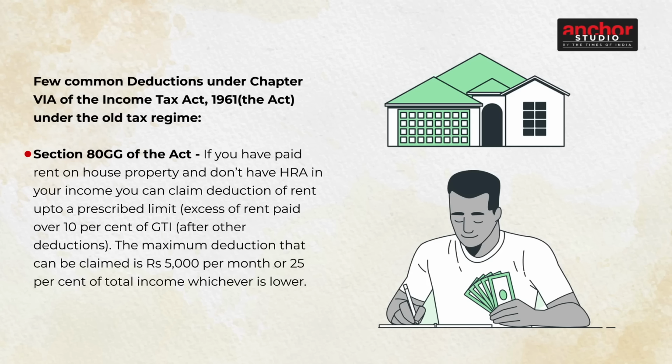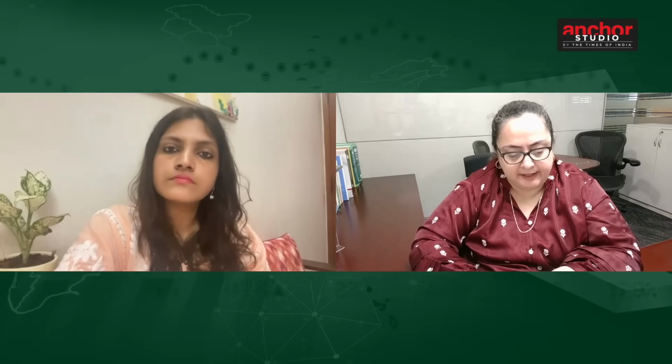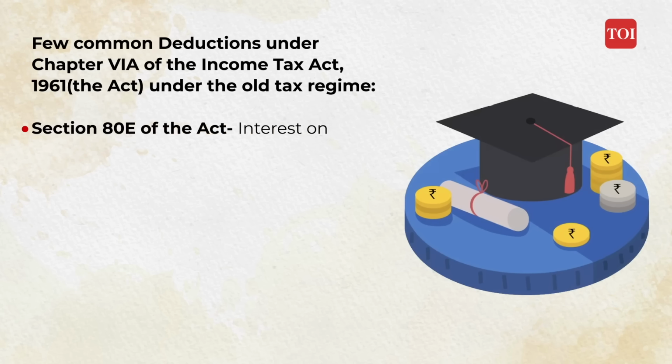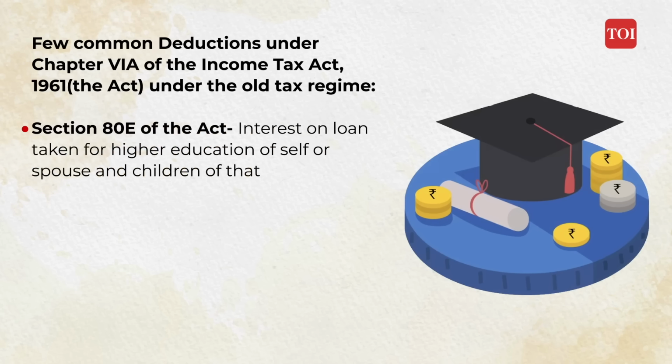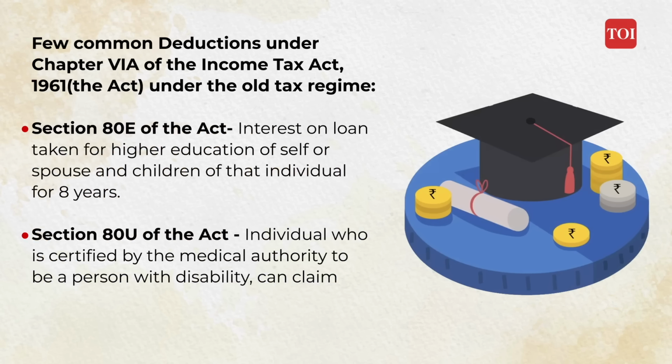While the limit is not very high, the maximum deduction is 5,000 per month or 25% of the total income, whichever is lower. So that's towards rent. For people who spend money on higher education by taking a loan, there is Section 80E, where interest on loan taken for higher education for self, spouse, and children, very common these days, is available to the individual for 8 years, and so on.